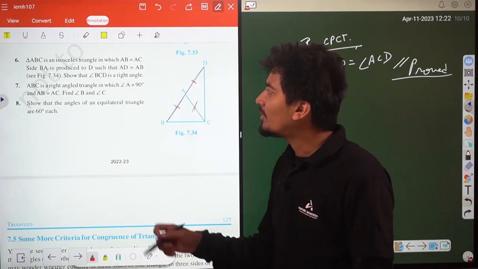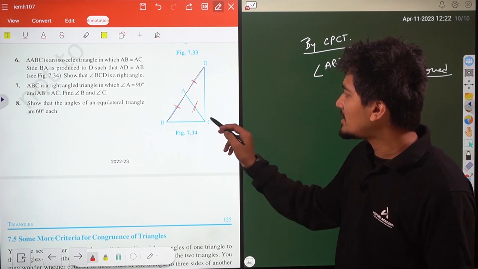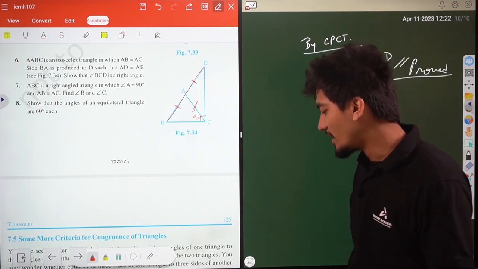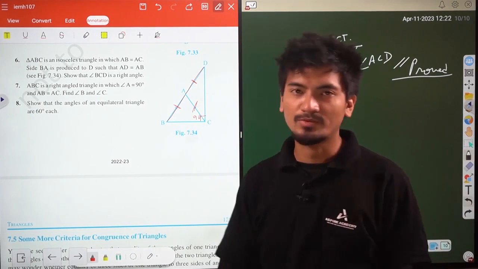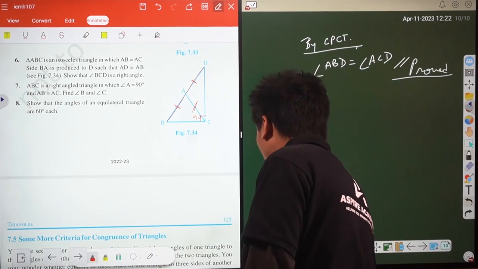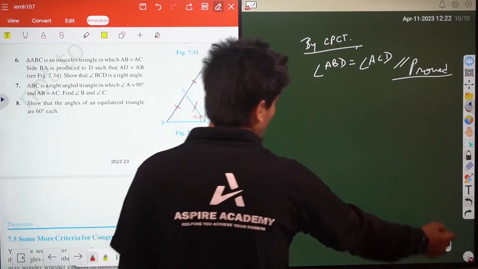Now, what do we need to show? We need to show that angle BCD is equal to 90 degrees, that is, it is a right angle. We need to prove this. Now, the diagram is given here, so I think I need to draw the diagram.